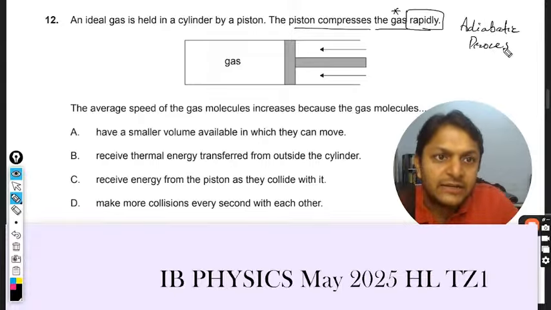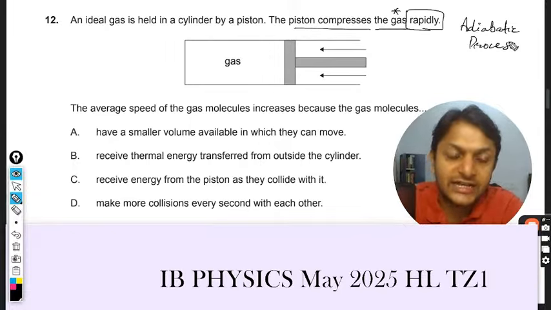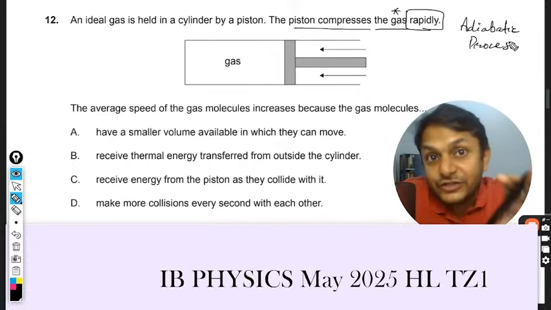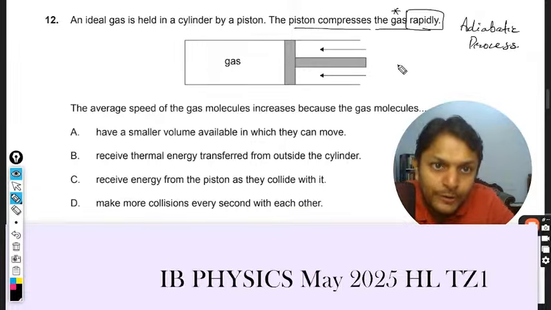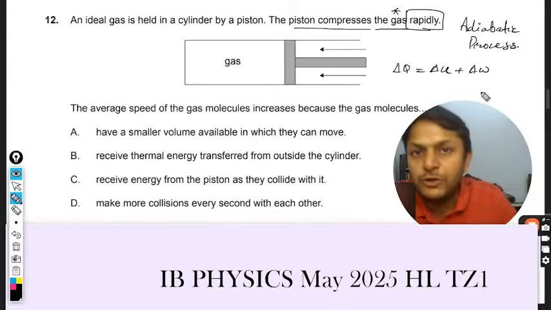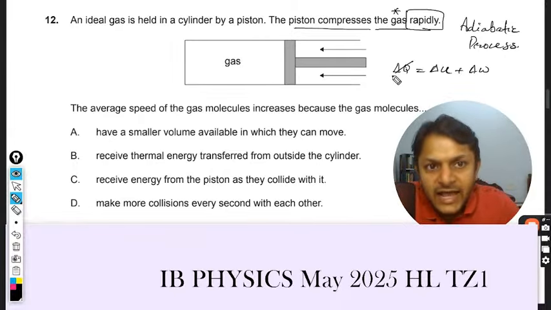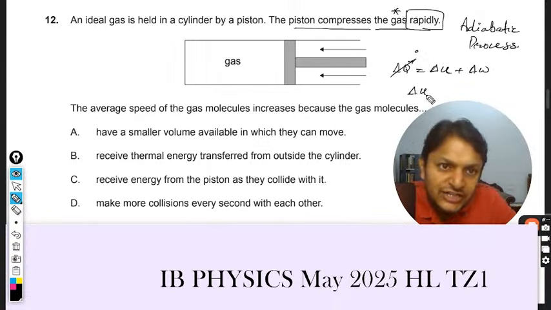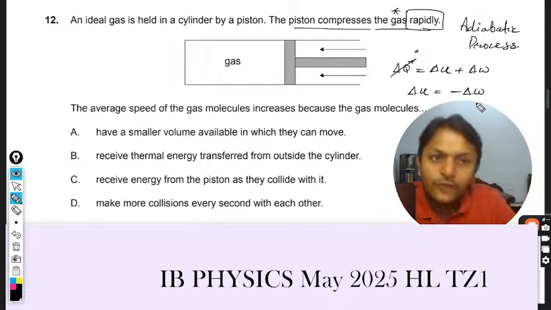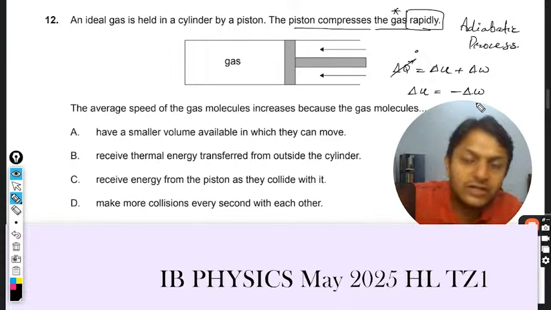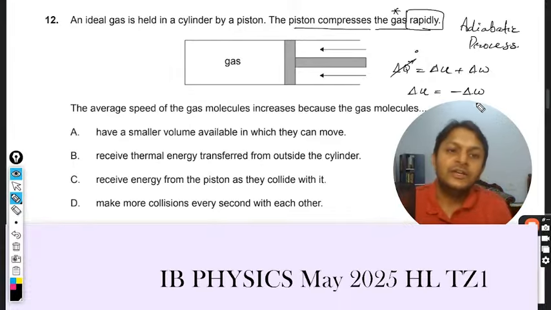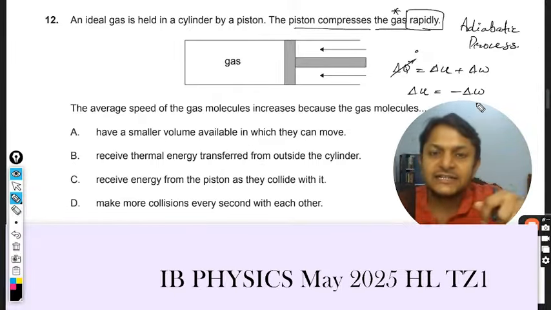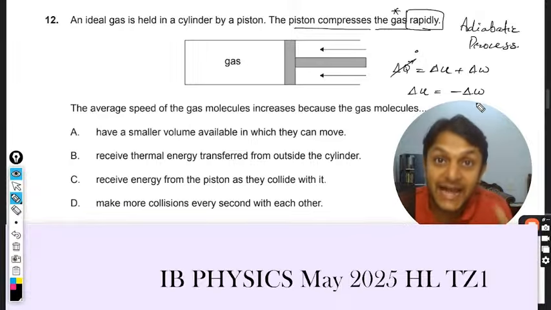Now, what happens in an adiabatic process? The delta Q is taken to be 0. Let me write the first law of thermodynamics and explain a bit more. Delta Q is equal to delta U plus delta W. Now you see, delta Q is 0, so the change in internal energy will be the negative of the work done. Work done is P delta V, we all know. So that is the negative of work done. Now the work done is on the system. That is why work done is negative.